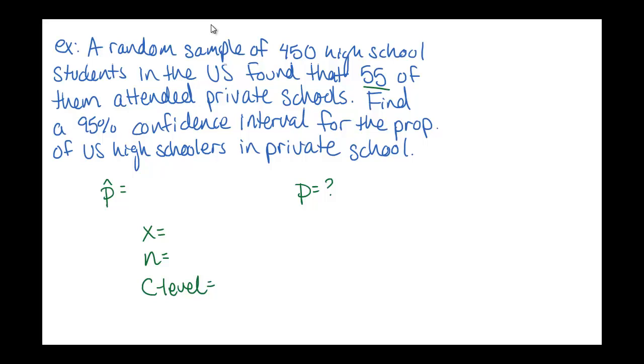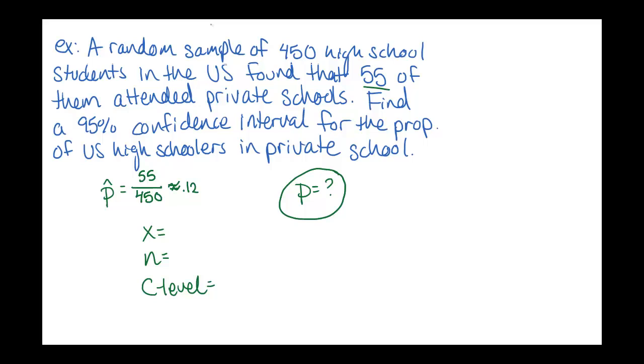All right, so one more example here. We have a random sample of 450 high school students in the U.S., and 55 of these students attended private schools. And we want to know a 95% confidence interval for the proportion of U.S. high schoolers in private school. So what this problem is telling us is some information about what proportion of the sample was in private school. Our sample proportion, the p-hat, would be 55 out of 450. We could compute this as a decimal if we wanted. This is about 12%. What we really want is the percentage of all high schoolers in the U.S. and what percent of those go to private school.